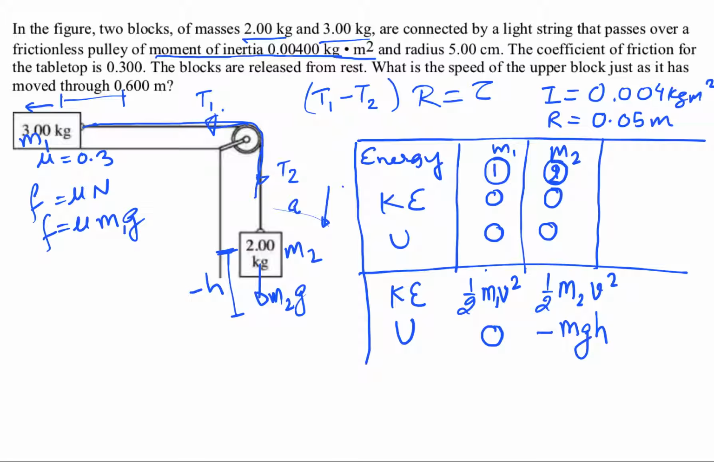If there was no friction, that would be the end of it, right? You have the kinetic energy, the potential energy, kinetic energy, potential energy, and that's it. Do you think that's enough for this problem? No, because there is a wheel here. This is not an ideal pulley. It's given with a moment of inertia, right? So the moment of inertia is given.